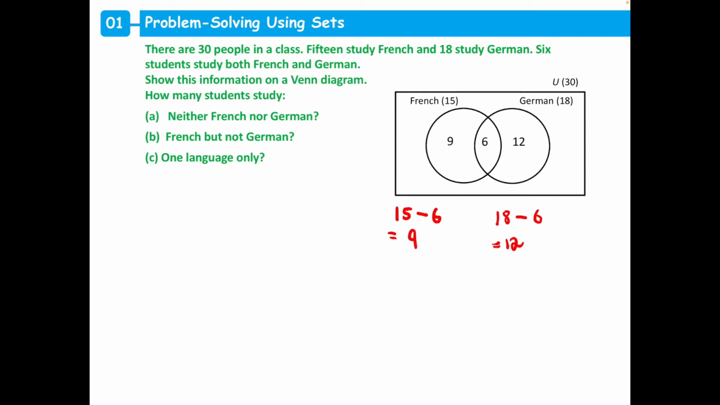We know that our total class should contain 30 students. That means in the whole universe, we should have 30 in total. Let's see how many we have. 9 plus 6 plus 12 equals 27. The number of students who study French or German is 27. This means we have 3 students who study neither. Taking 27 away from our total of 30 leaves us with 3. This means that we place a 3 outside the sets in our universe.